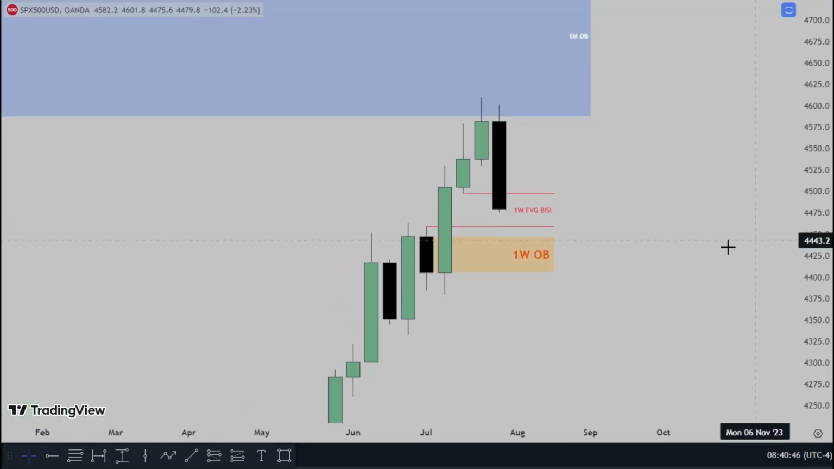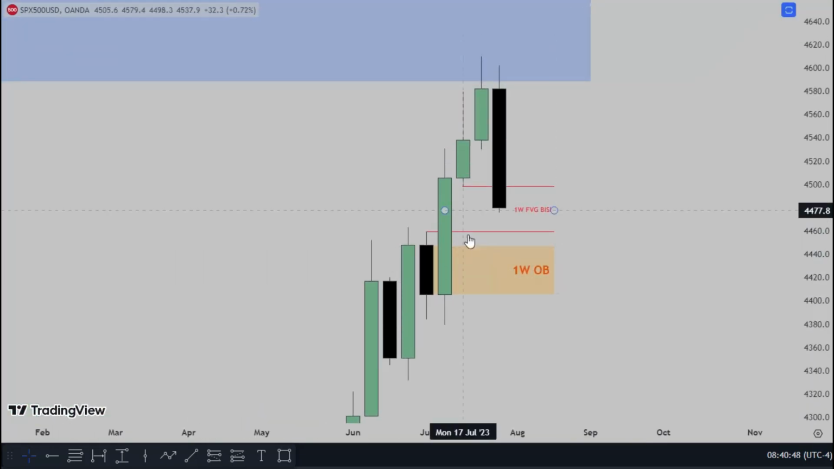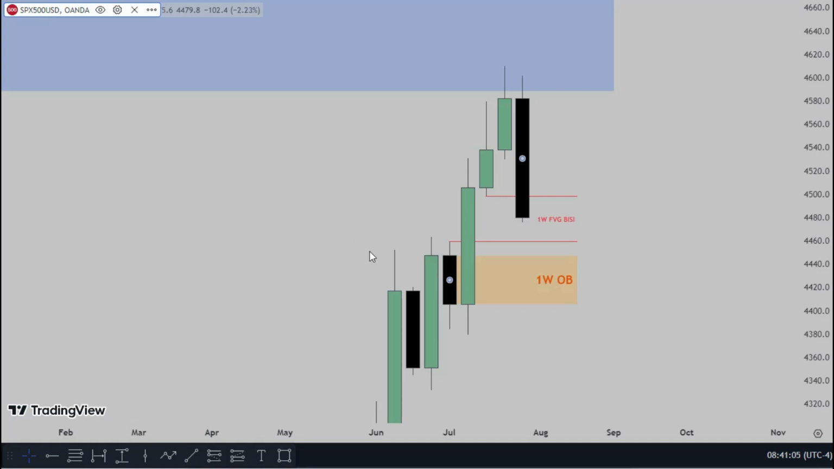On the weekly time frame, first thing I'm able to identify is the 1 week fair value gap right here, BISI, buy side imbalance, sell side inefficiencies, right? So I'm looking to see if price is going to respect this key zone right here, preferably the midpoint of this weekly fair value gap, right?